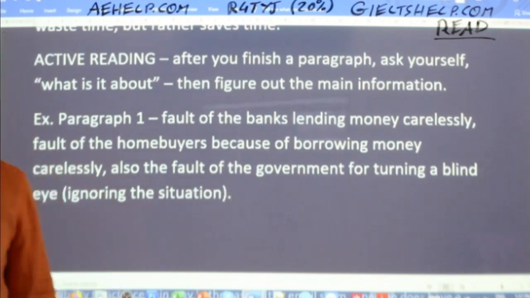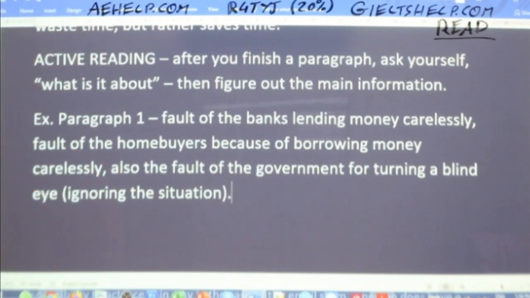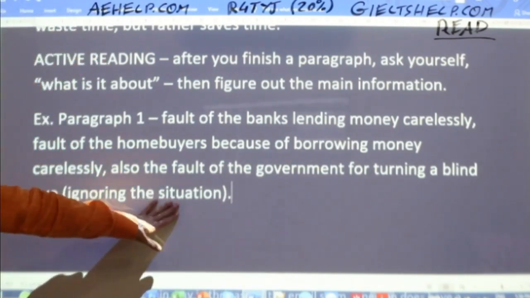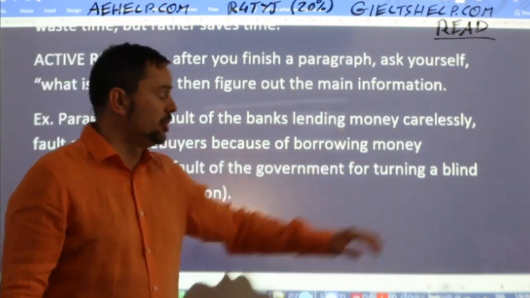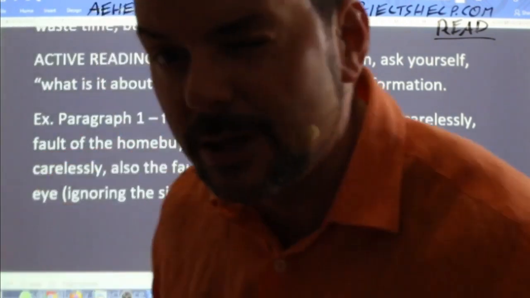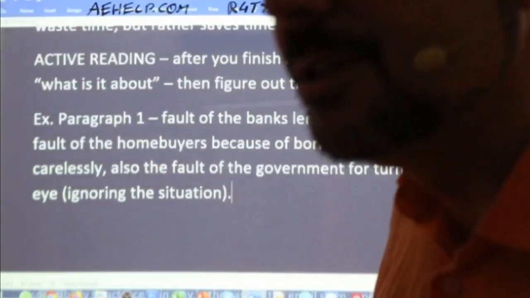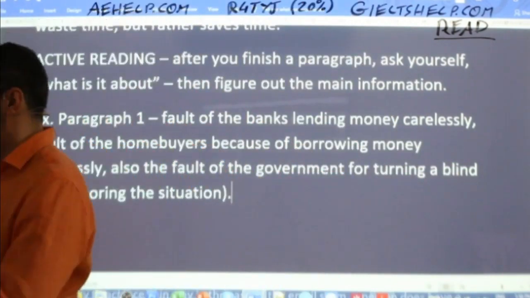Because they turned a blind eye. So Tito says they were failing to check the balance of the situation, and you're right. So they were ignoring the situation between the banks and the borrowers. So the idiomatic expression here is turn a blind eye. If you have a blind eye, it's like I'm looking at you, but my eye is closed, so I don't really see anything. That's the idiom in English, turn a blind eye. So they turned a blind eye.